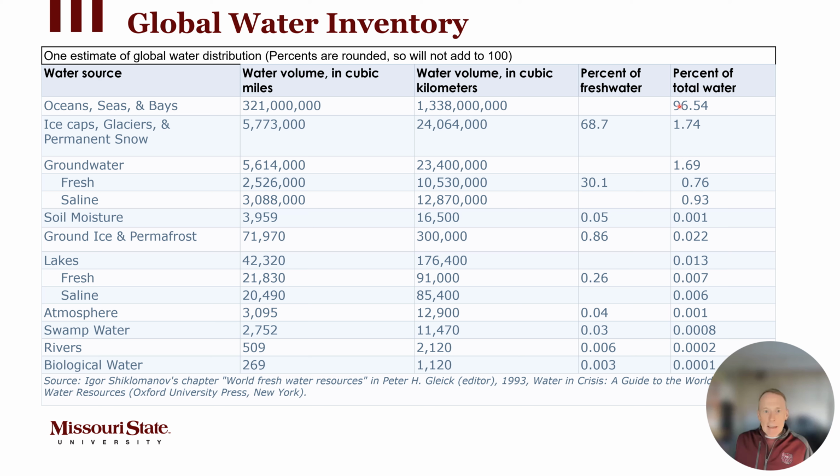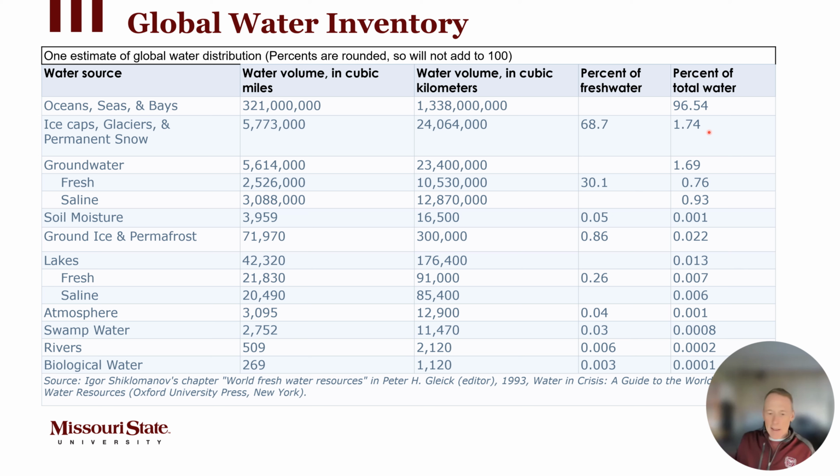So about 96.5% of the water on Earth is in the oceans. There's a lot of water out there, folks. So that means the other 3.5% of the water on Earth is fresh water. Now about half of that fresh water, about half of that 3.5%, 1.75% or so, is tied up in ice caps and glaciers.